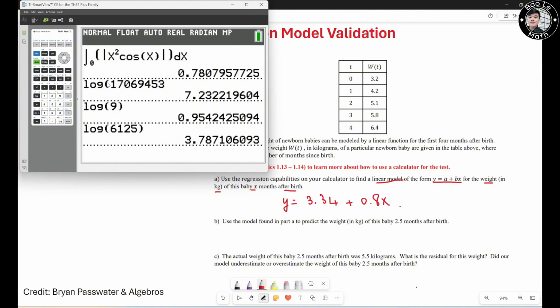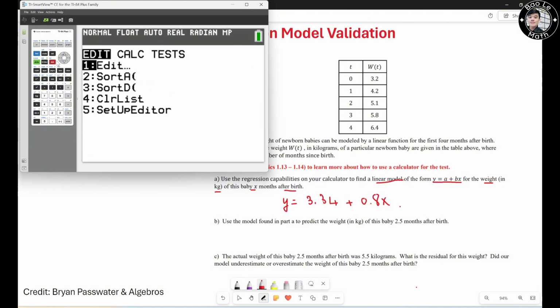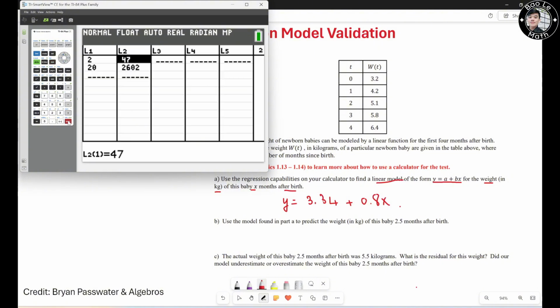So we're gonna bring up the calculator. We hit Start, Edit. The first column right here, we go up. We hit clear, go down, it's gone. So we just input the values right here, 0 through 4. Now go to the right, go up to L2, hit clear, go down, it's gone.